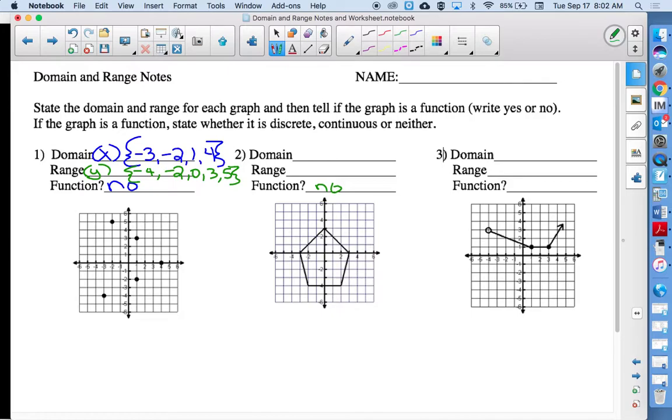So now we're going to see if we can describe the domain. And when you describe the domain, you want to look to the left. What is the furthest x value to the left? So Peter, what's the furthest x value to the left? -3. So now we're going to use inequalities. Peter, can you first give me, before we use inequalities, the furthest x value on the right that the graph touches? 3.